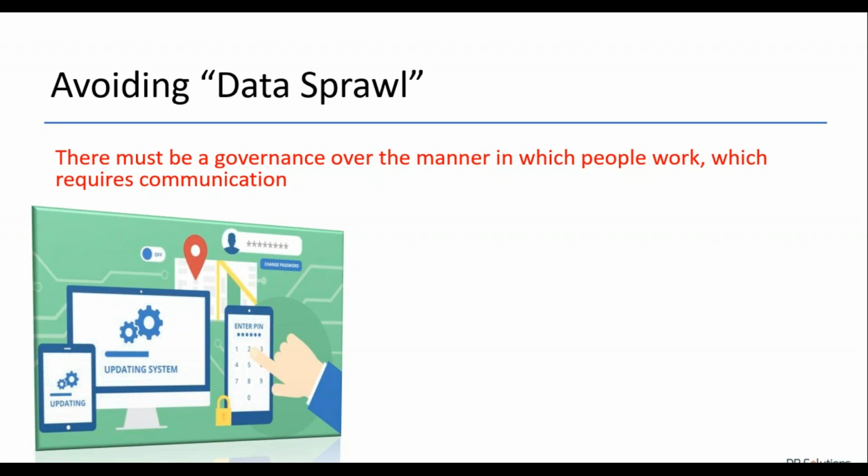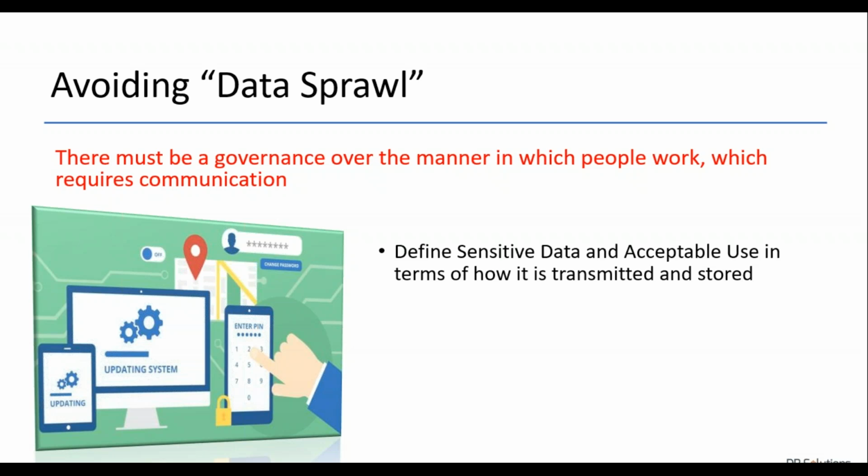Last, before we get into the conclusion here, we want to avoid data sprawl, so there has to be some governance over the manner in which people work, which requires some communication. First, we need to define sensitive data and acceptable use in terms of how data is transmitted and stored.